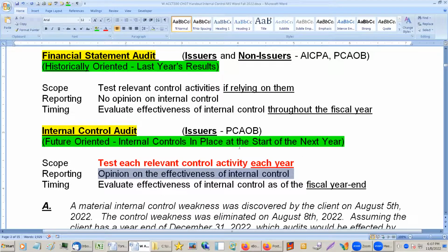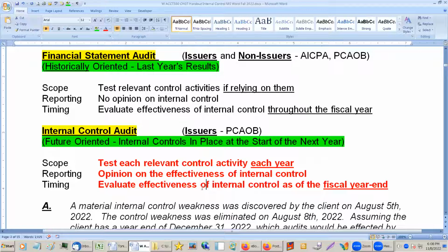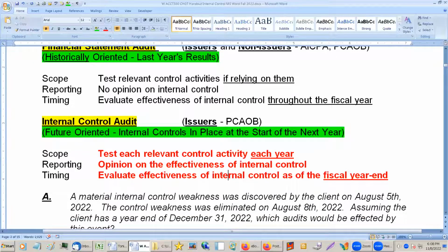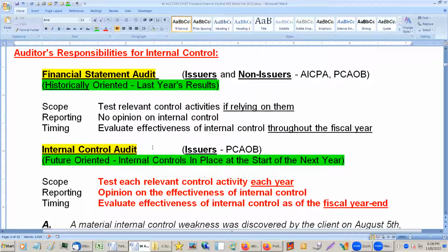You'll give an opinion on the internal control. This is a very different one, though. You'll evaluate the effectiveness of internal control as of the fiscal year end. So we're telling people at year end, what were the controls like? Good, bad, whatever.